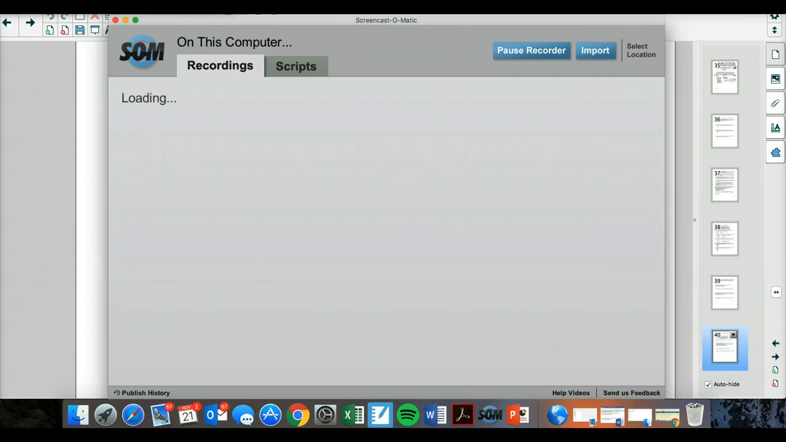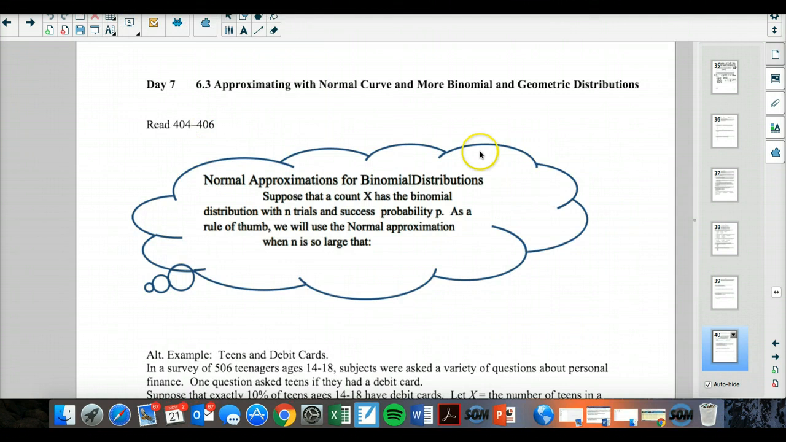Okay, so here we go. I am not here today, so I am teaching day 7, and we will go through this. Here we go. Normal approximations for binomial distributions.